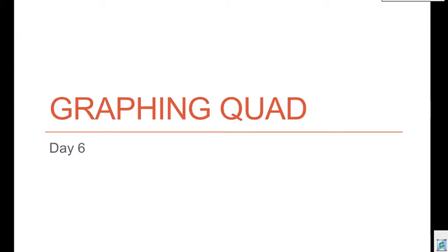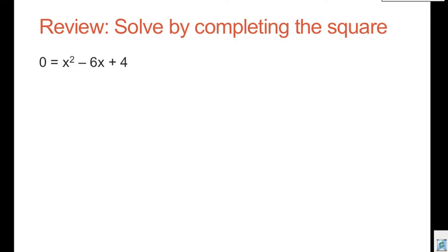Today we're going to take a look at graphing quadratics and a couple different methods for doing that. So first we're going to review completing the square, and you guys are getting pretty good at this right now. So we subtract the 4, so negative 4 equals x squared minus 6x. Oops, I don't know why I had plus 4 there.